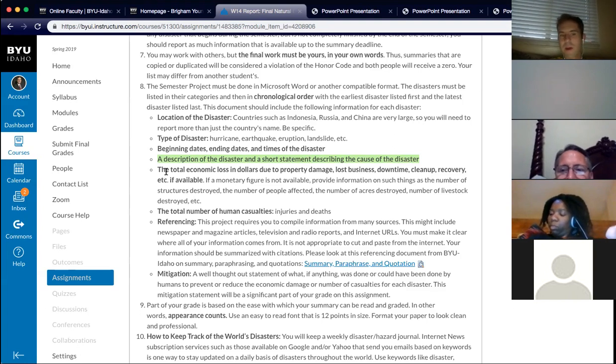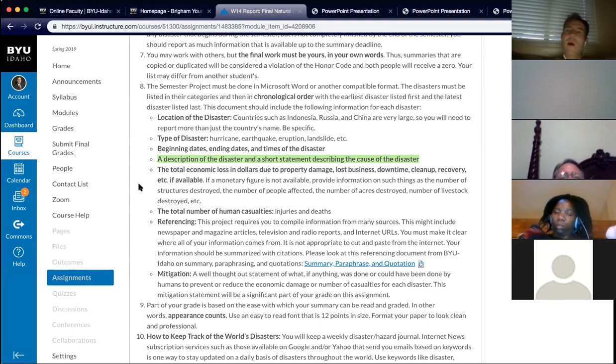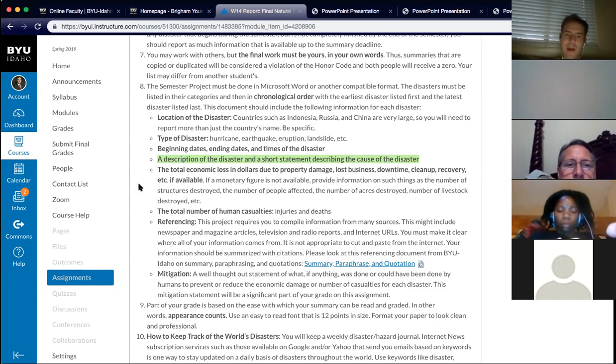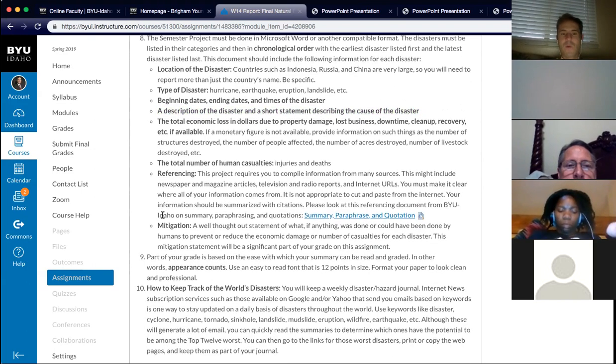Then a little paragraph on economic loss, if you can. If you can find dollar amounts, great. If you can't, just outline what you saw. A lot of times they'll list how many homes were destroyed or how many people were evacuated, things like that, how long services were down. So outlining that. Total number of human casualties, just list what you can find. You can just list that. You don't even need to really write a paragraph there. A nice reference there, so just referencing it.